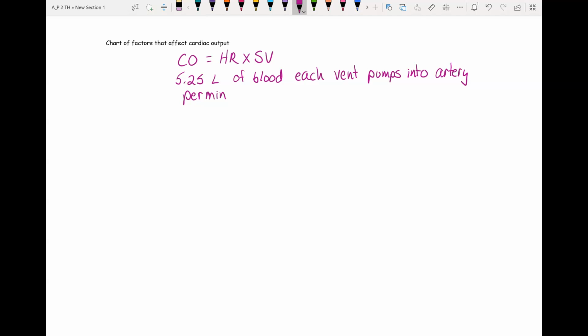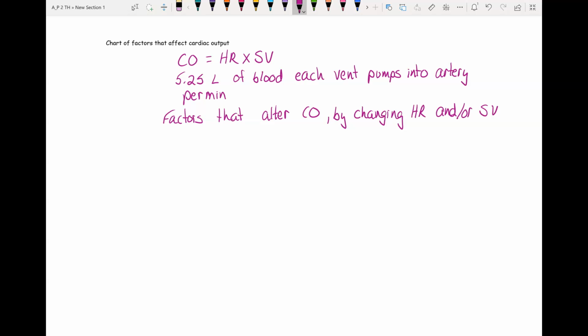And we had a lot of things that alter it. So cardiac output can go up or down. That 5.25 is an average healthy adult at rest. It's not always 5.25. It varies. So we have factors that alter cardiac output. And since cardiac output is heart rate times stroke volume, you alter it by changing the heart rate and or the stroke volume.